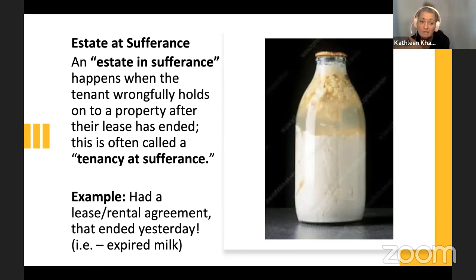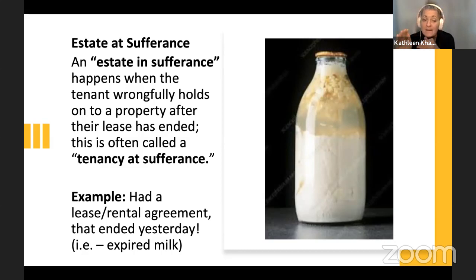So an estate in sufferance happens when a tenant wrongfully holds onto a property after their lease has ended. This is often called a tenancy at sufferance. So when we talk about a tenancy in sufferance, the contract between the landlord and the tenant has expired, a lot like the cream in my fridge. It is no longer any good. That doesn't mean the people aren't good. The people are great. People are just totally misunderstanding each other and have to get a new contract signed. But while they are out of contract, that old contract has expired, like the milk. Now it's a tenancy at sufferance because people are living in a property and pretending like they have some type of contractual agreement without actually having that contractual agreement, which is termed tenancy at sufferance or an estate in sufferance.